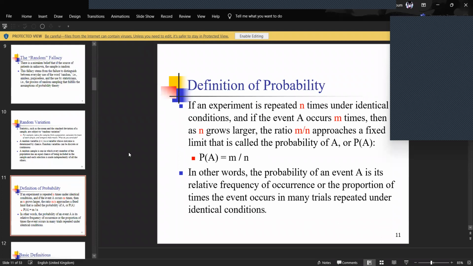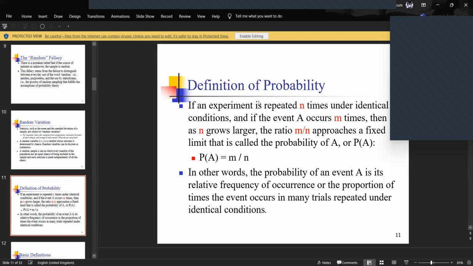So, the way to define probability, okay, experimentally that is, not in theory, is that when we do an experiment n number of times, and a specific event happens m times, then the ratio of m events over n experiments will approach a fixed limit, or the probability A. So what does that mean in English?